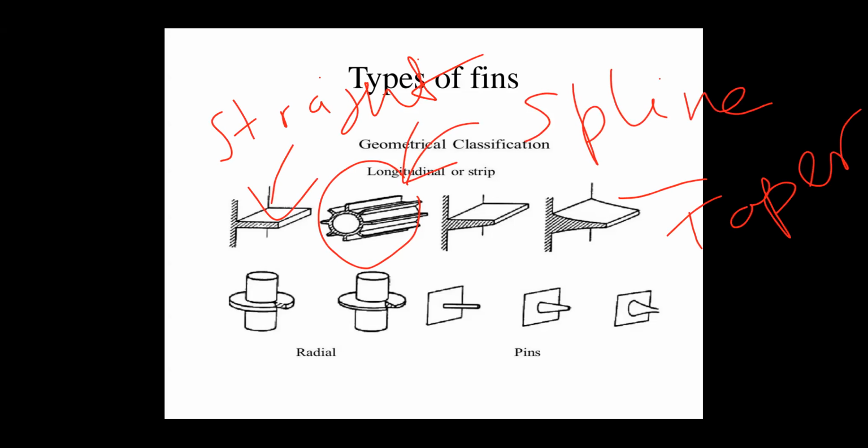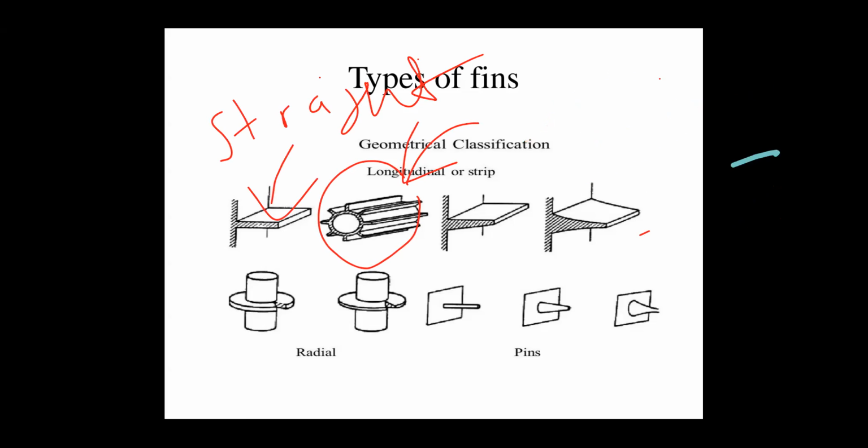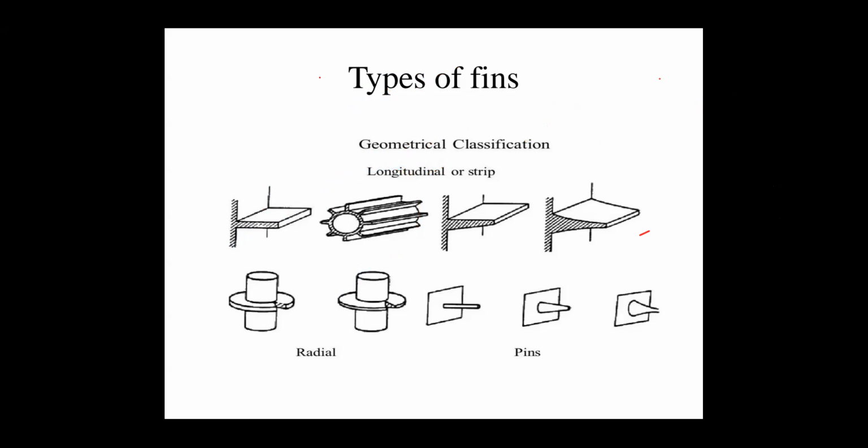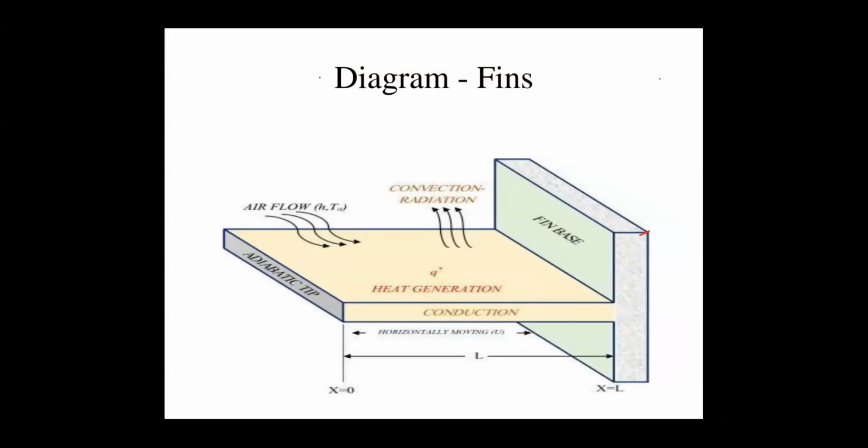So how does heat transfer take place in a fin? We have a diagram here. This is a fin diagram, and this is called the fin base. Heat is transferred first to the fin base, and after the fin base we conduct the heat. Why do we call this area conduction? Because we already know conduction is the transfer of heat from one solid medium to another solid medium.